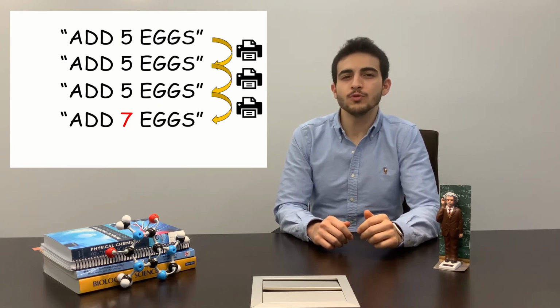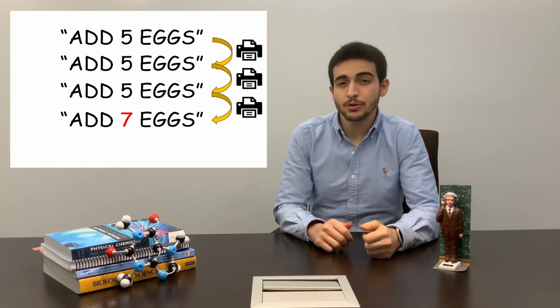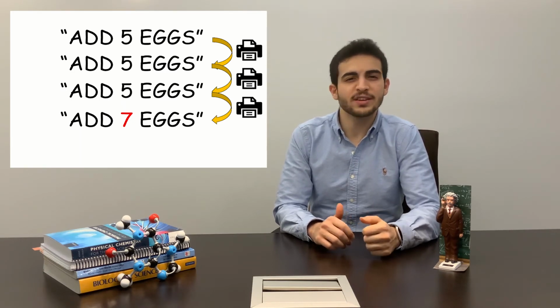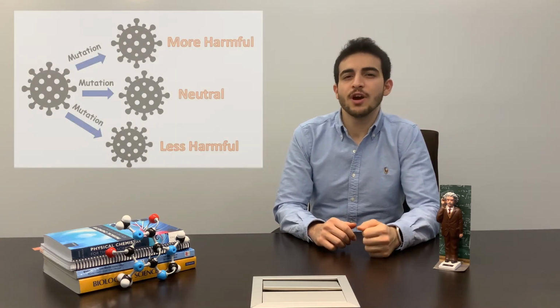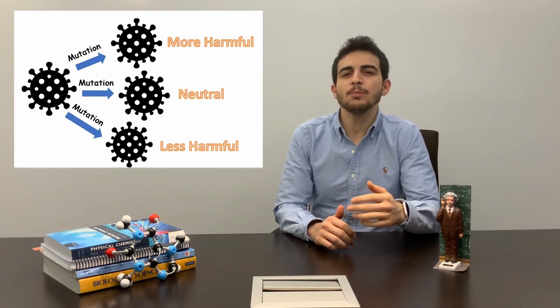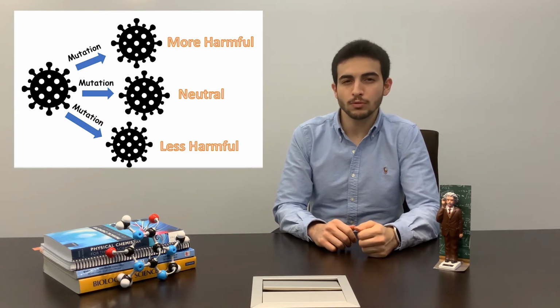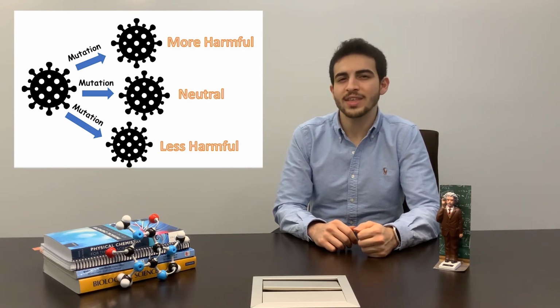Now when you cook the food with 7 eggs instead of 5, you might end up with food that tastes better, worse, or not that different overall. In a similar way, when the genetic code of a virus is changed, depending on where that mutation has occurred and how much it has changed, we can get a new virus variant that is either more harmful, less harmful, or not that different from the original virus.